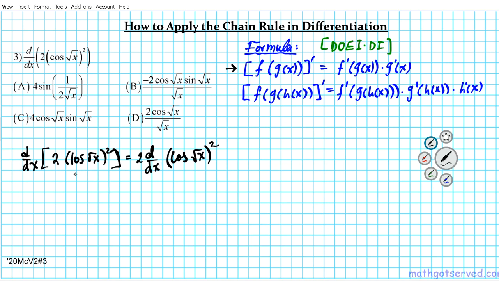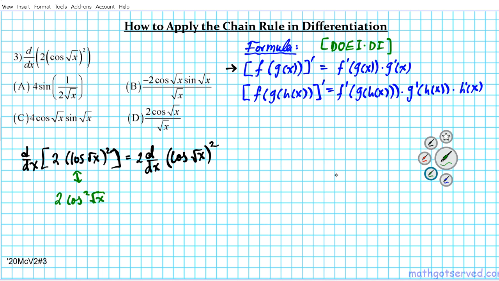Now, just a side note, another way that this could be written is this could also be written as 2 cosine square root x. Okay, this is another way of writing power of trig functions. The power comes right before the trig function and then the inputs. All right, just FYI. Okay, so let's go ahead and get started with this.